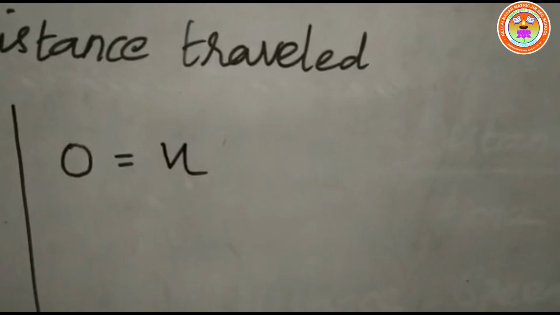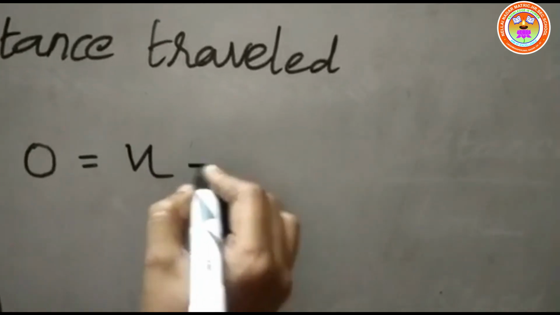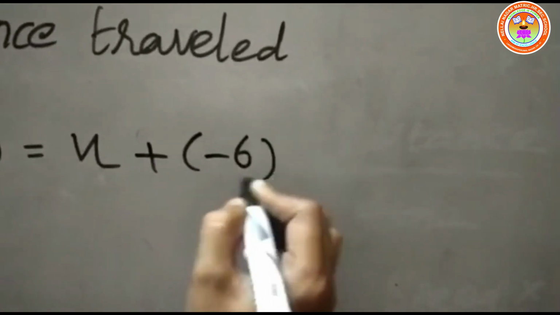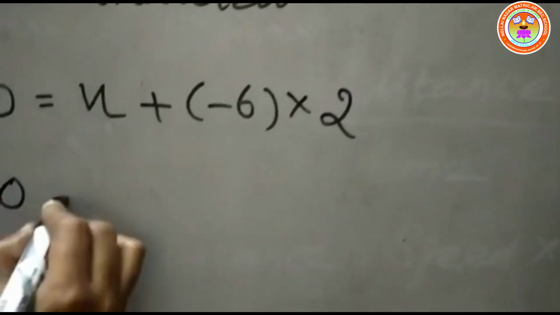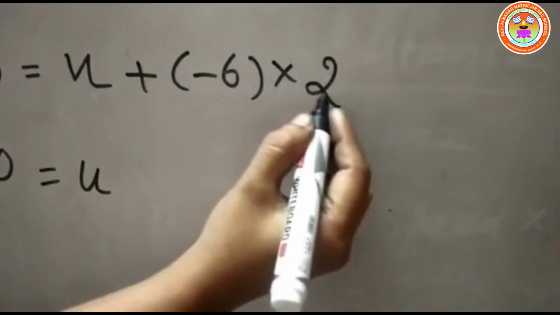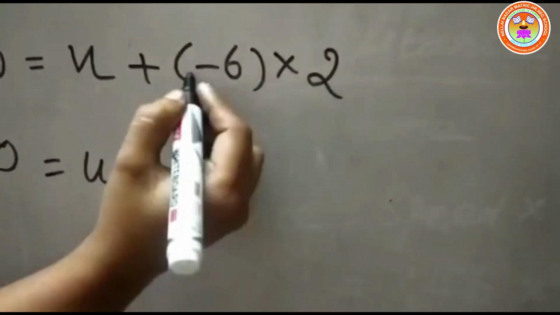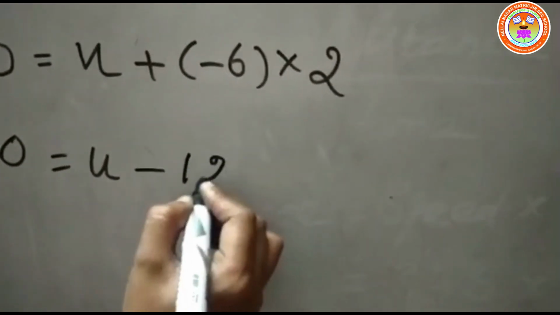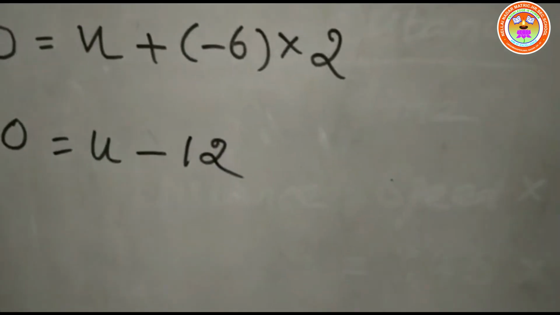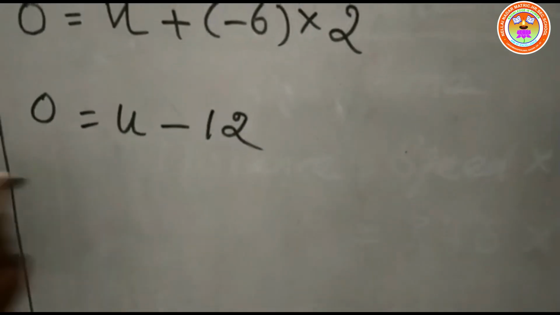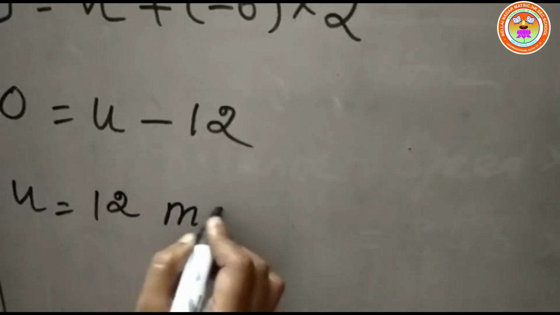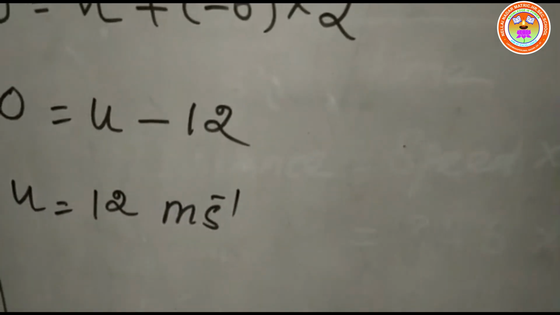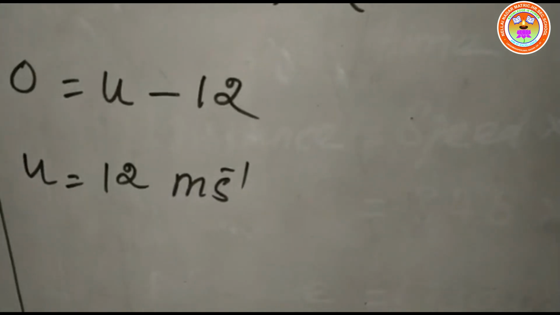So 0 is equal to U plus A. What's the value of A? Minus 6 into. What's the value of T? 2. So 0 is equal to U minus 6 into 2. 6 2s are 12, plus into minus. So what will come? 0 is equal to U minus 12. Then minus 12 comes to this side. It gives us U is equal to 12 meter second power minus 1. This is the initial velocity of the object.